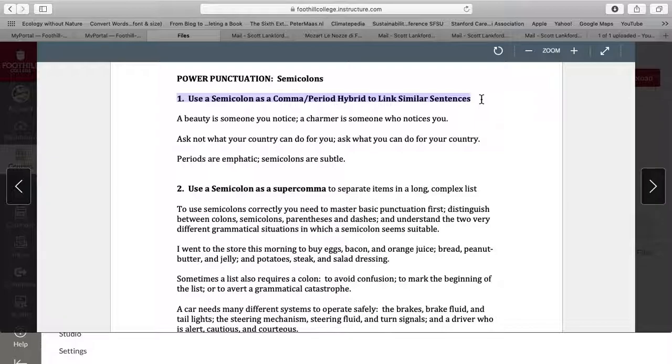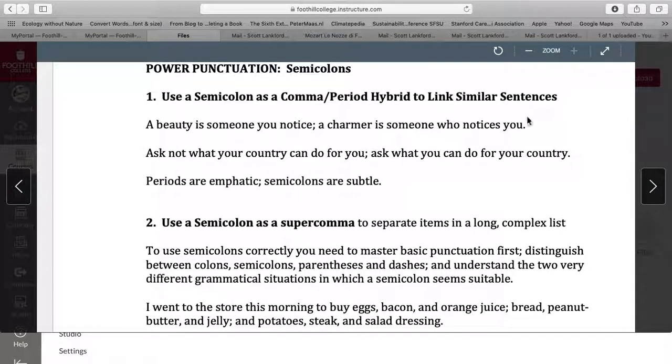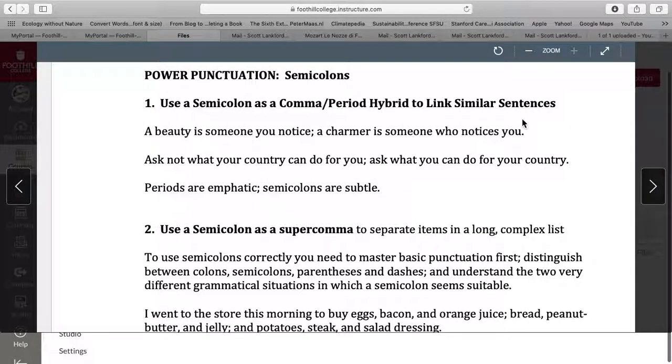The key here is that you could just put a period in instead of the semicolon. The semicolon is just an extra spice to tell the reader that these two things go together. So here's a famous quote from Adlai Stevenson, a once famous politician of the 20th century. A beauty is someone you notice; a charmer is someone who notices you. Now, it would be fine to put a period there and a capital A here, but the semicolon gives this delicious sense of, do you see how these two ideas are interrelated?